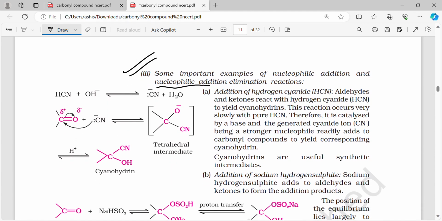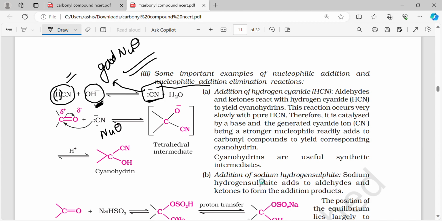Now we are taking some examples of nucleophilic addition reactions. The first example is what happens when a carbonyl compound reacts with HCN. This reaction occurs in the presence of base. What is the reason we are taking base here? Because base, OH minus, accepts the H plus ion from HCN and produces CN minus. CN minus is a good nucleophile compared to HCN. That's why we are taking base to produce the good nucleophile CN negative.